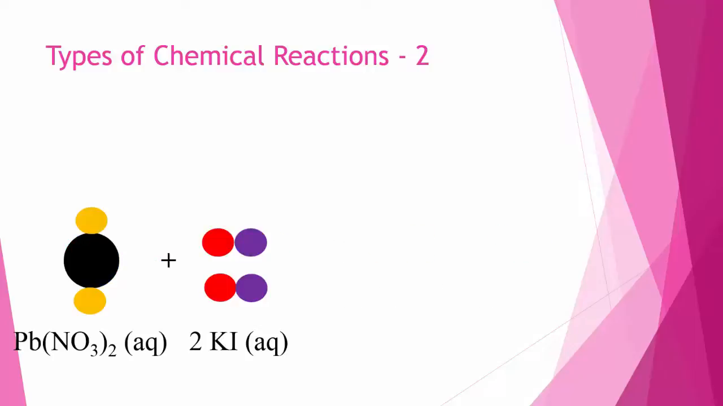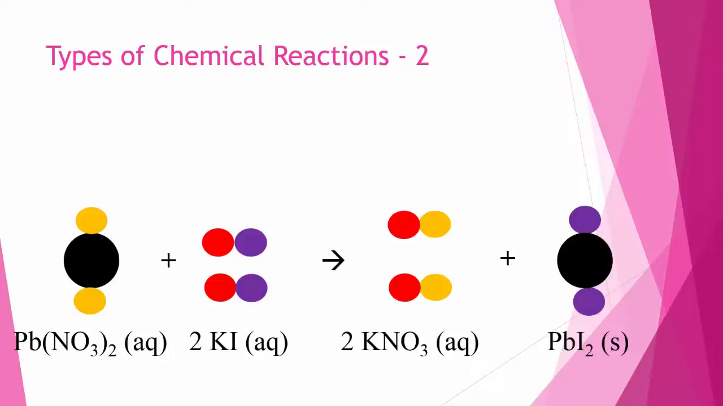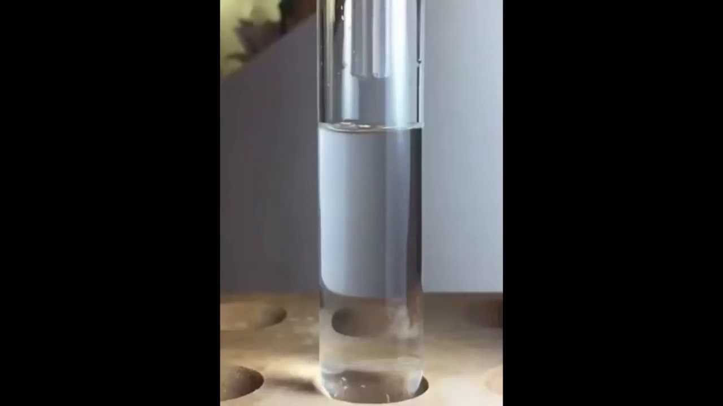A classic example, and one of which I will show you a video of, is lead nitrate, which is aqueous, and potassium iodide, which is also aqueous, and they are clear, colorless liquids. When they react, you end up with potassium nitrate, which remains aqueous, but the lead iodide will precipitate out. It will become a solid, and it's actually a brilliant yellow in color. So here is a video of what that reaction looks like.